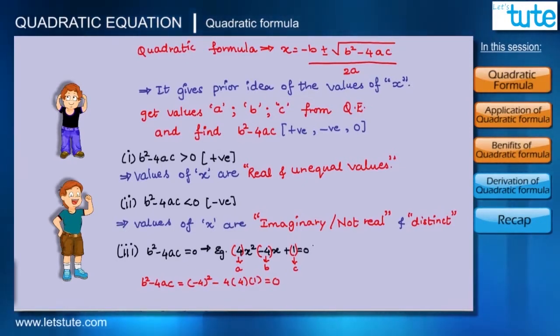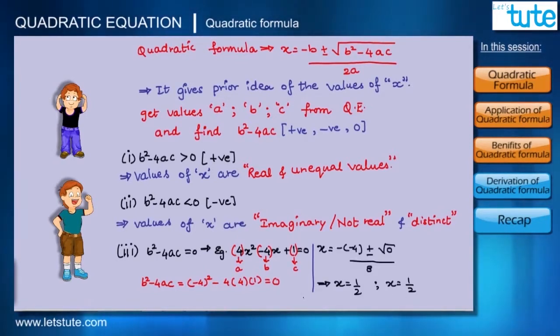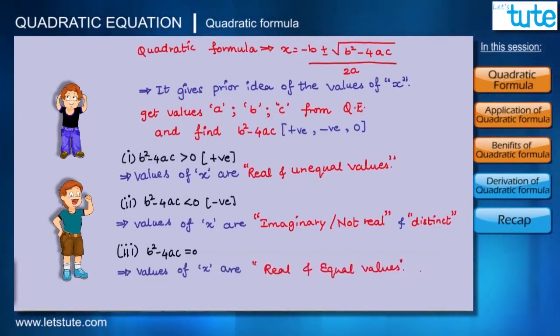So let's solve this quadratic equation using quadratic formula. And we are getting value of x as half 2 times. That means value of x are same and they are real values. So from this we can conclude whenever b square minus 4ac is equal to 0, the value of x will be equal and they will be real values.